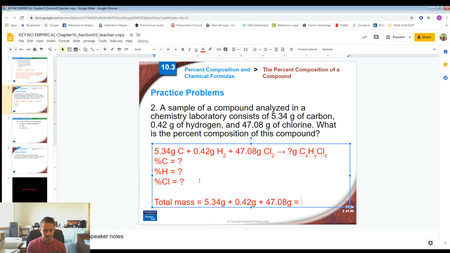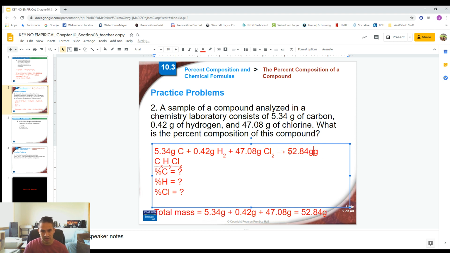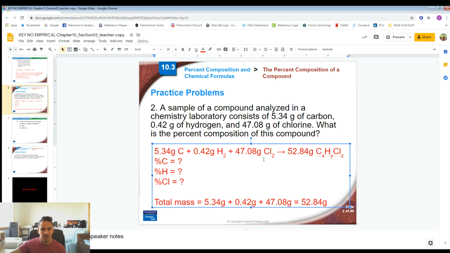Okay, so we need to get a total. So 5.34 plus 0.42 plus 47.08. So I get 52.84 grams. Okay, so that's our total. That's this compound here. So 52.84 grams.